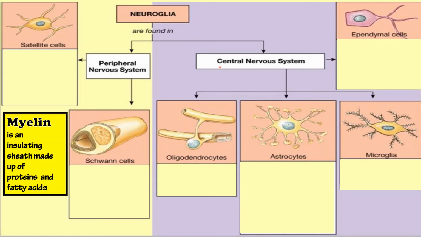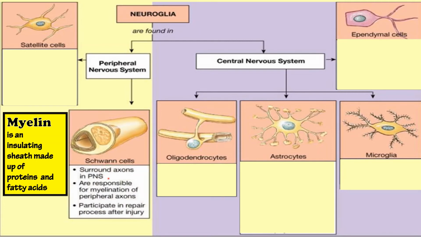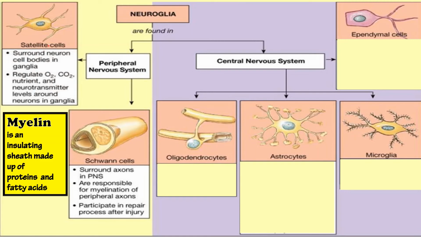Students, we'll start discussing these types one by one. Let us start with the Schwann cells. These Schwann cells help in formation of the myelin sheath around the axons. This myelin sheath is made up of proteins and fatty acids. Now, these are satellite cells. They regulate oxygen, carbon dioxide and nutrient levels. They even control the levels of neurotransmitters around the neuron in the ganglia.